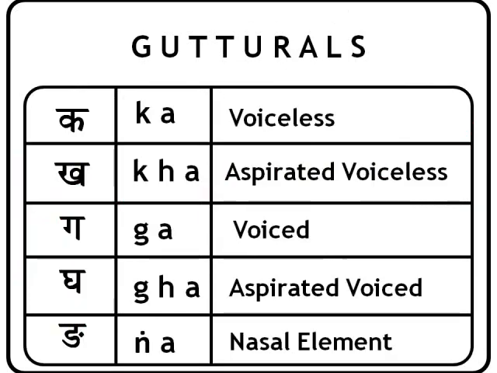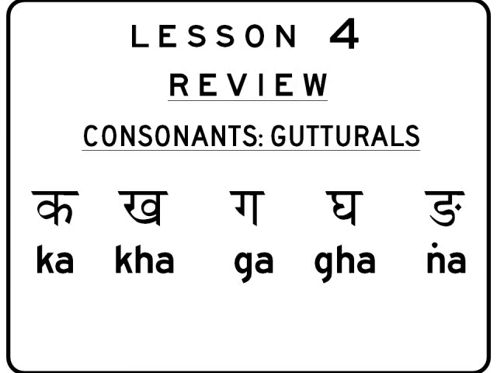So let's review the consonants that we had today. Ka, kha, ga, gha, nga. Make sure you practice these letters. Make sure you're very proficient with how to write these letters and that you can recognize them if you were to see them. Because in the next lesson, we're going to introduce 5 more letters to our alphabet.